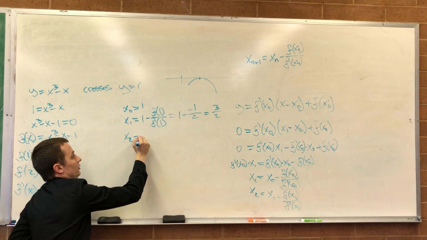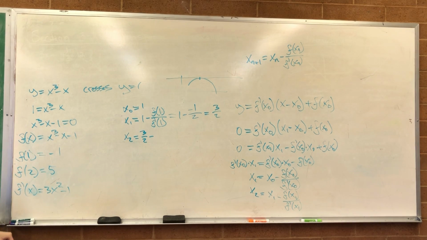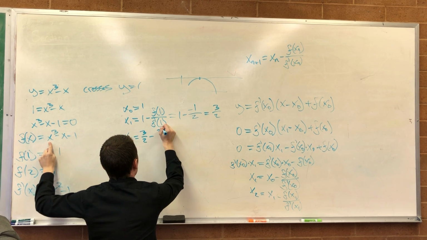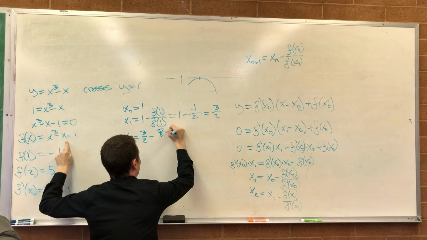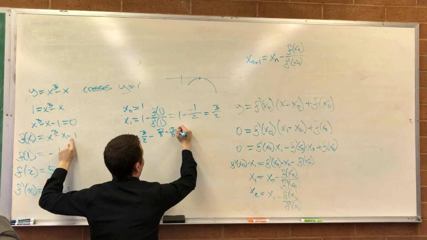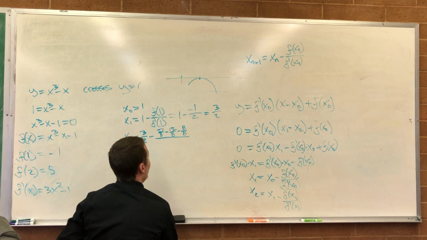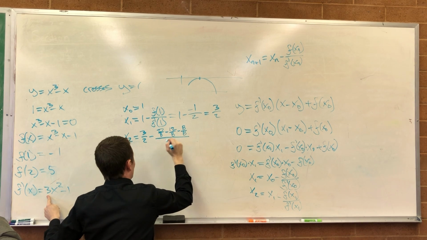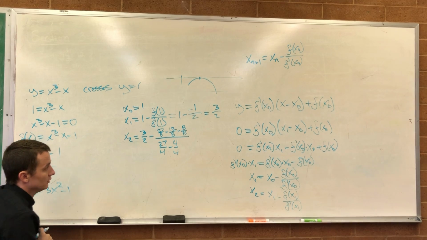So x2 now is equal to x1 minus f of x1. What's f of x1? Looking at this, we have 27/8 minus 3 halves, which is the same thing as 12/8, minus 8/8. All over f prime at 3 halves. So that's going to be 27/4 minus 4/4.